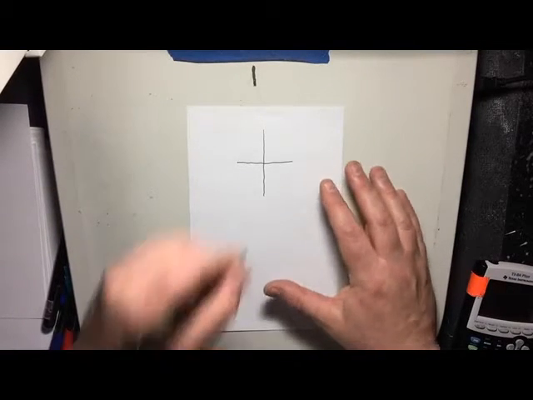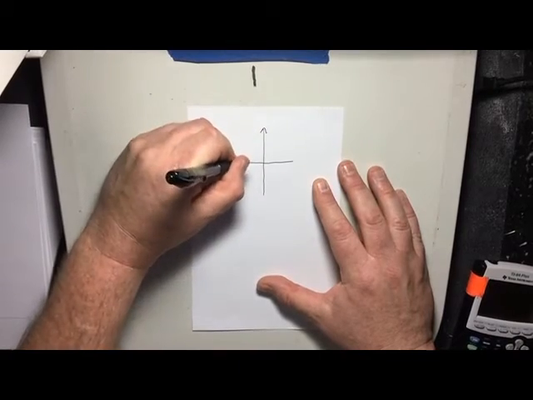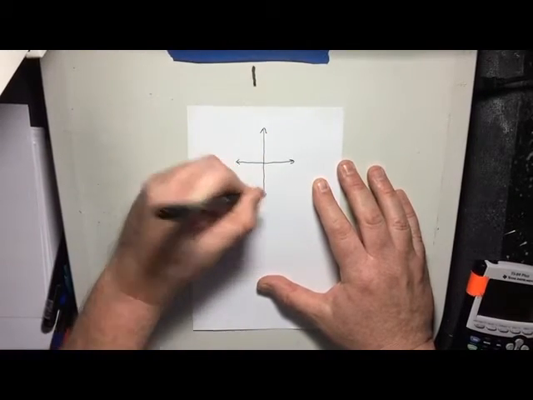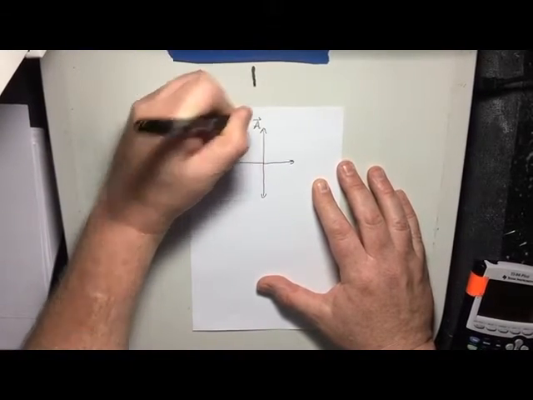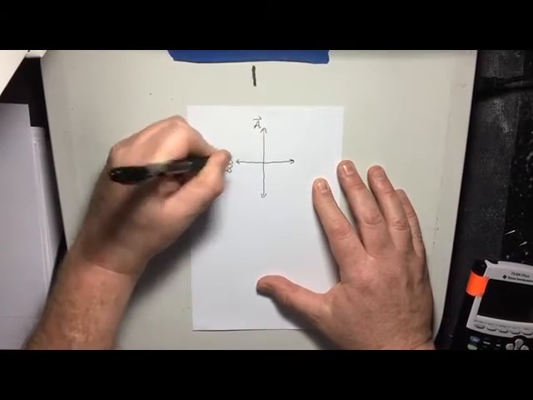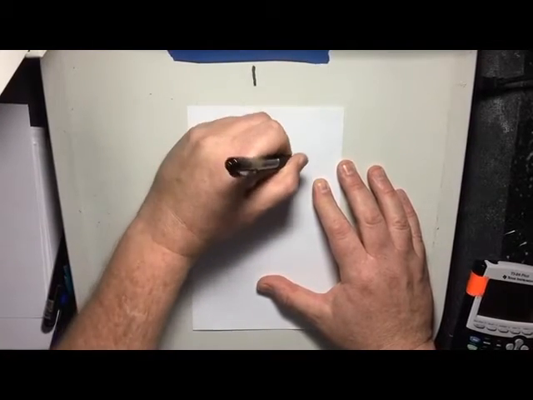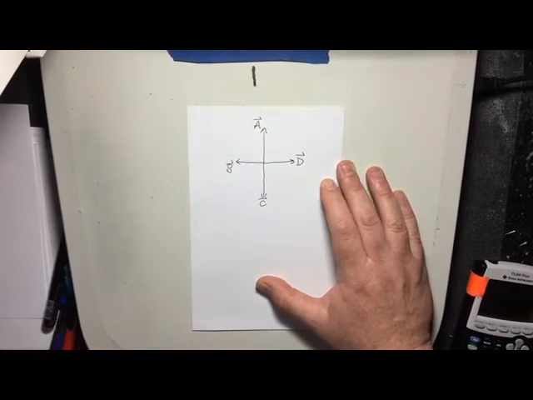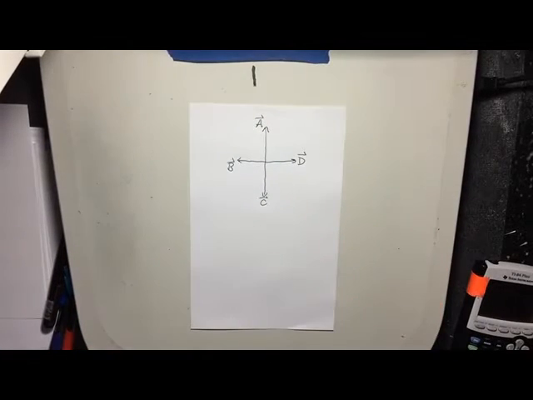When you look at your coordinate system, you're familiar with all the directions, the ups, the downs, left and right. And what we're going to do is label these A vector, B vector, C vector, and D vector. So when I say A, you're going to think up.